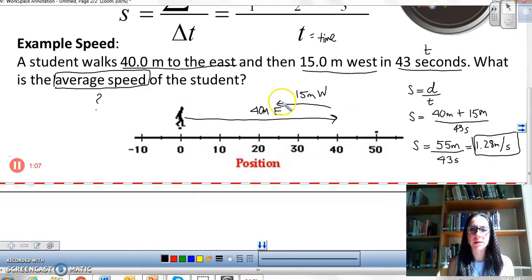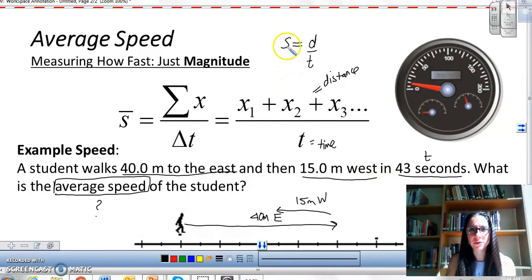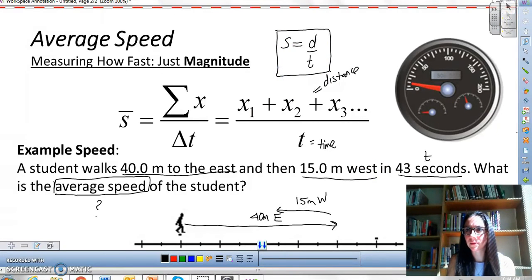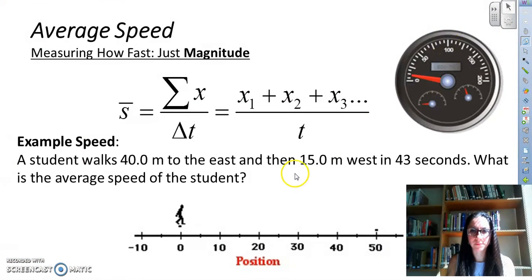So notice that it doesn't take into consideration direction, right? It was moving 40 east, 15 west, but it's just a value of how fast that person was generally going. And this is a calculation of speed. Now our units are going to be meters per second, as you can see right there, simply because our units specify meters and seconds like that. So that's how you can use average speed. I like to use this version of it because it's just much more simple like that. Okay, let's do the next problem.